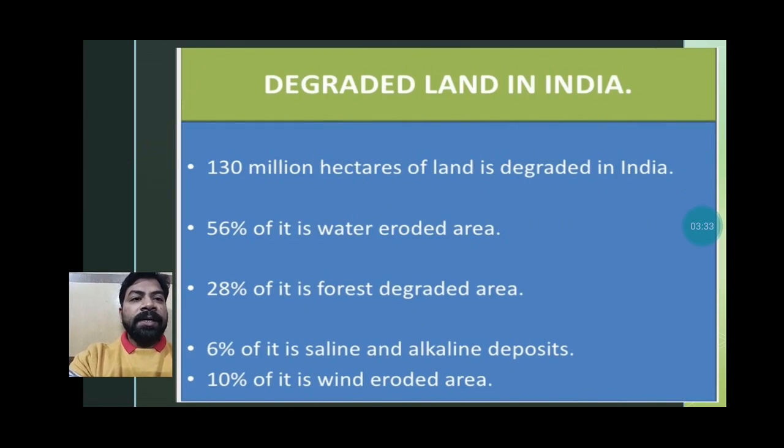You can see here degraded land in India. If we calculate it, 130 million hectares of land is degraded in India. 56% of it is water eroded area, 28% is forest degraded area, 6% is saline and alkaline deposits, and 10% is wind eroded area. So altogether you can see how much land is degraded in India.